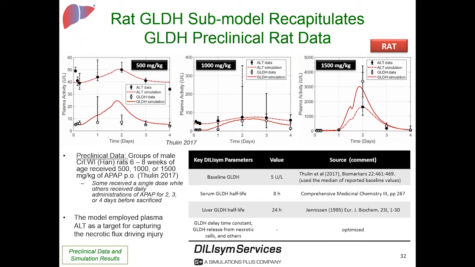Here you can see some of the rat data where we're able to line up nicely with the GLDH levels and the ALT levels concordantly and optimize those parameters. So we have a model now that's reasonably well optimized for rat, human, and mouse. Dog, we have a model there too, but it's not quite as well optimized. And now we will validate this model over time, looking at more and more human data. And of course, we encourage you all to do that as well.